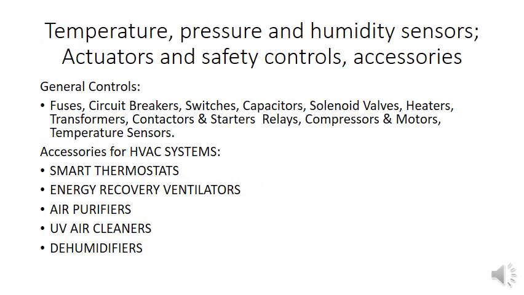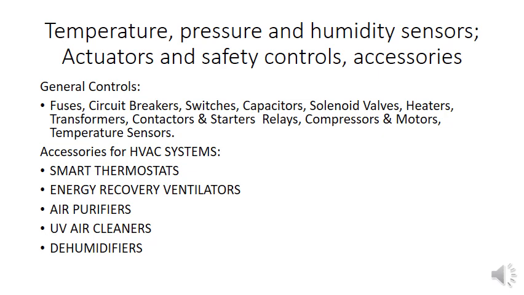General controls in the total control part of this air conditioning unit are fuses, circuit breakers, switches, capacitors, solenoid valves to control pressure, heaters, transformers, contactor starters, relays, apart from the compressor and motor. If we are using a large air conditioning system, several compressors and several motors will be used, apart from different sensors. So these are some of the control systems.